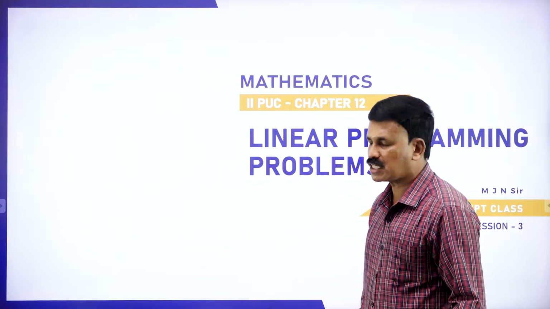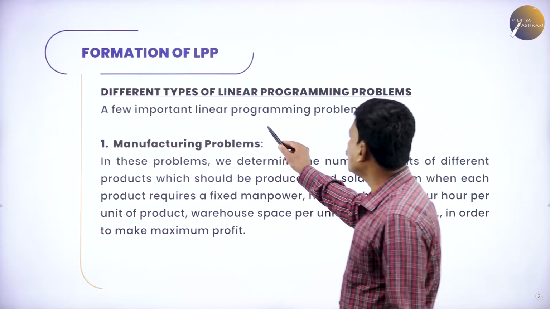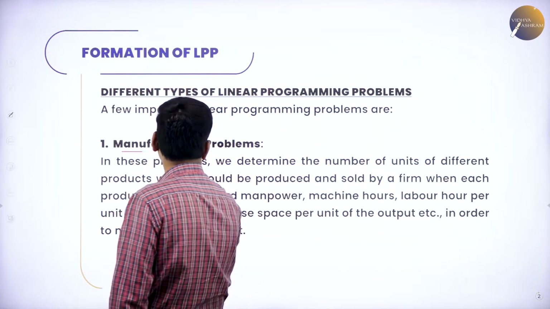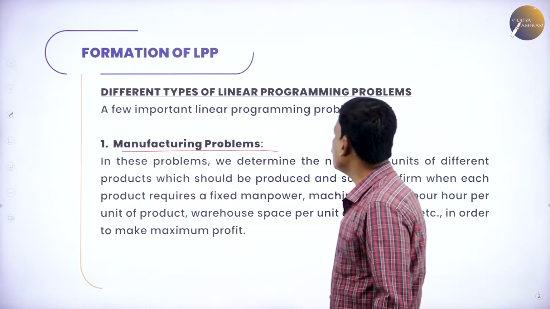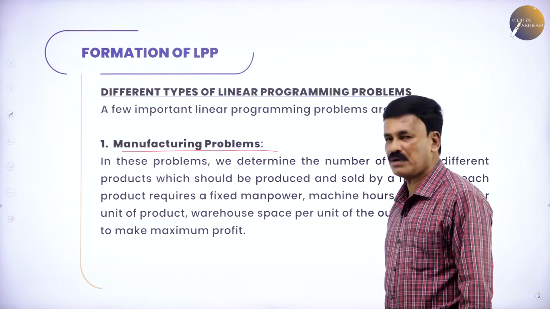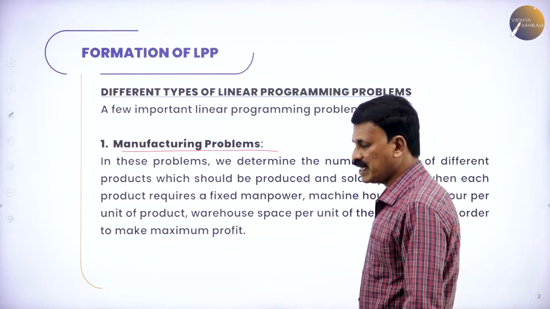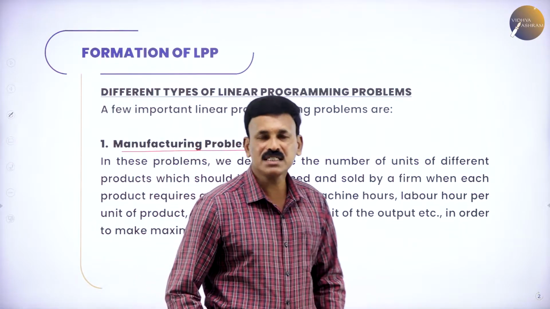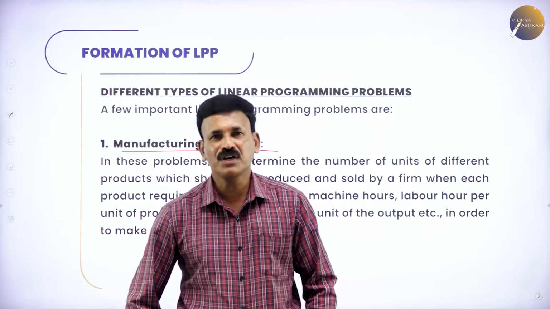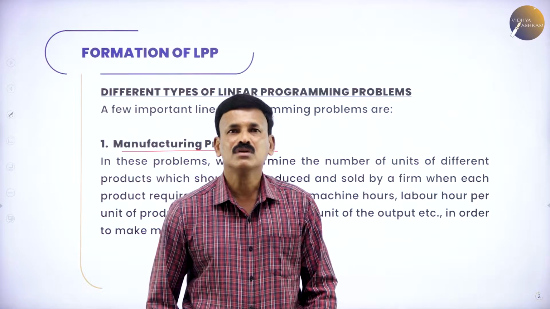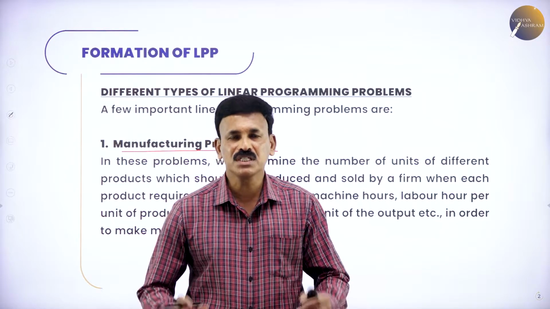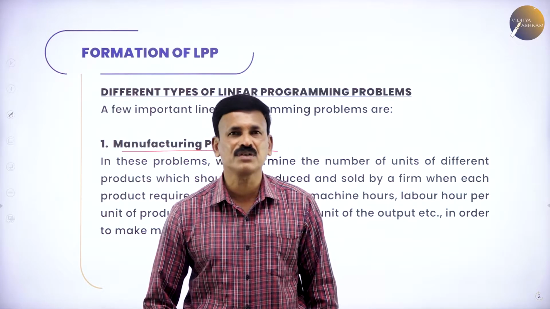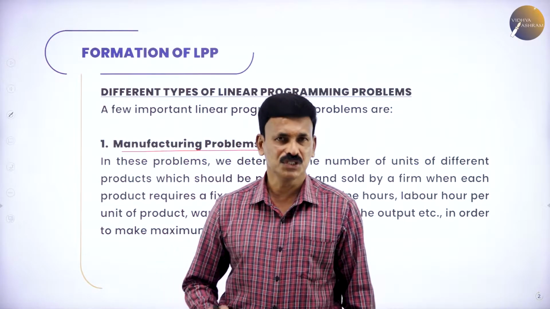The different types of linear programming problems: the first one is the manufacturing problem. Here, utilizing the minimum availability to get the maximum profit is one of the concepts in this manufacturing problem.